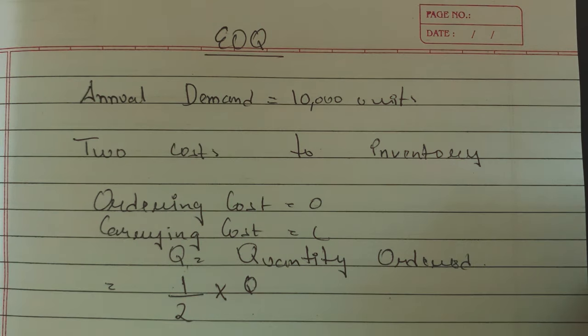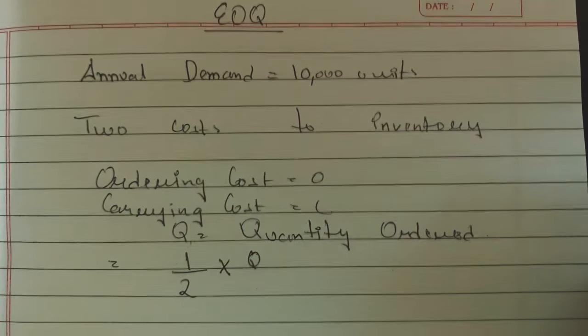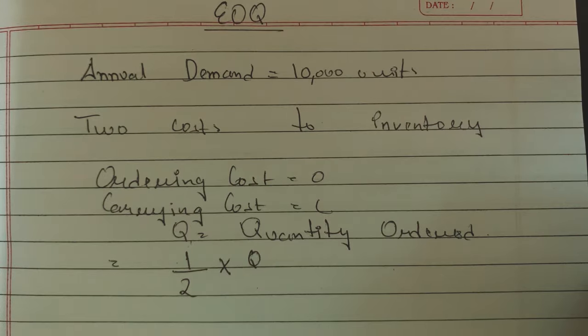So in a business, we have to meet our annual demands of the units which we require. So let's say in a business, we require 10,000 units. There are two costs that are related to inventory. One is the ordering cost and another is the carrying cost. And Q here represents the quantity ordered. So half of Q is the average stock that we keep.